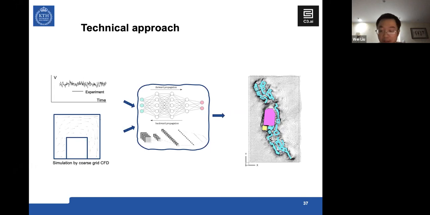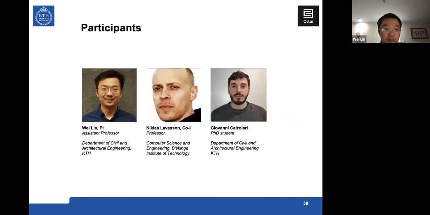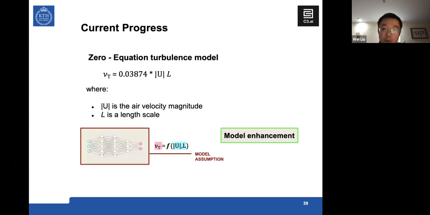And we have three participants here: myself and Professor Niklas Lavesson from the Department of Computer Science at BTH, who is also a professor at another university in Sweden. And we also have a PhD student, Giovanni, who will mainly focus on this project. And we have some progress at the moment.